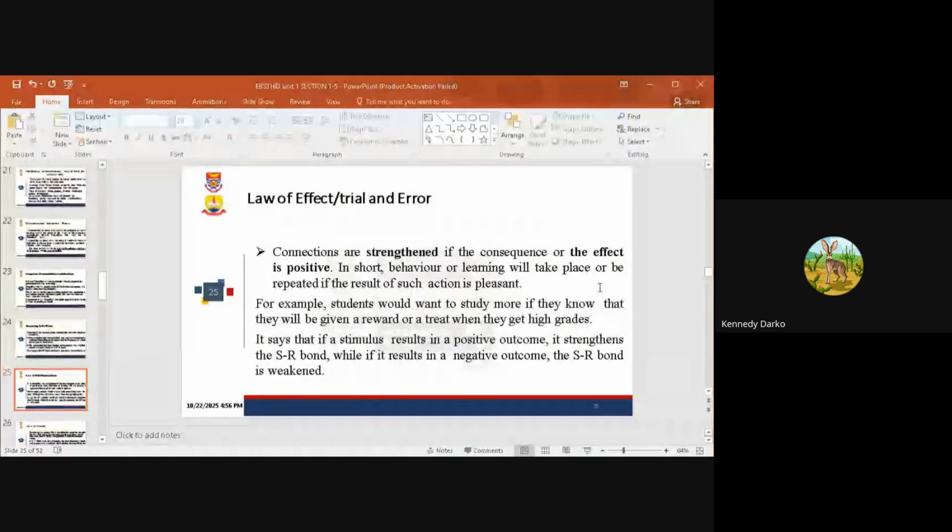Law of effect, or trial and error. Connections are strengthened if the consequence or the effect is positive. So if the consequence or the effect is positive, then the connection is being strengthened. So in short, behavior or learning will take place or be repeated if the result of such action is pleasant. So when the action is pleasant, then the action or the behavior is going to be repeated.